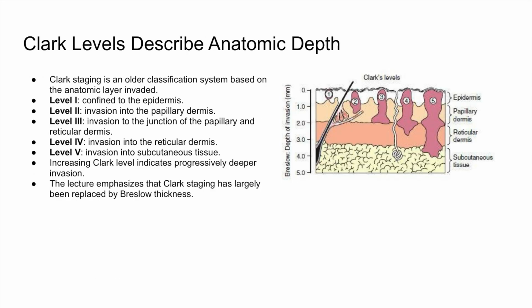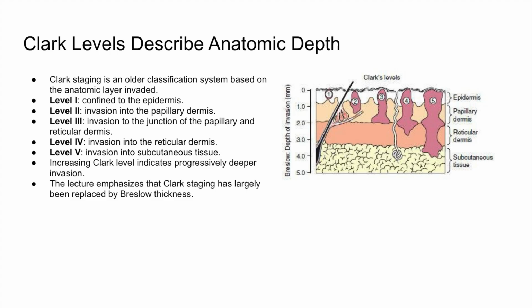So Clark levels are an older system that describes the anatomic skin layer reached by melanoma. Level 1 is melanoma confined to the epidermis, corresponding to melanoma in situ. Level 2 invades the papillary dermis. Level 3 fills the papillary dermis and approaches the junction with the reticular dermis. Level 4 invades the reticular dermis, and level 5 extends into the subcutaneous tissue. Increasing levels, therefore, mean progressively deeper anatomic invasion.